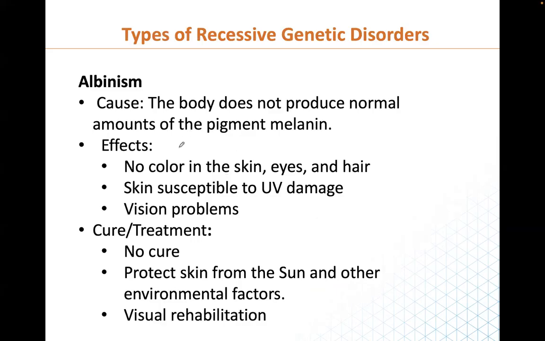A good example is albinism. Albinism is one of the recessive disorders. The body does not produce a normal amount of pigment, melanin. So what is the effect of this? There's no color in the skin, eyes, and hair. The skin is very susceptible to UV damage. There are always visual problems. What is the treatment? There is no cure for it. You have to protect the skin from the sun and all the environmental factors, and visual rehabilitation.